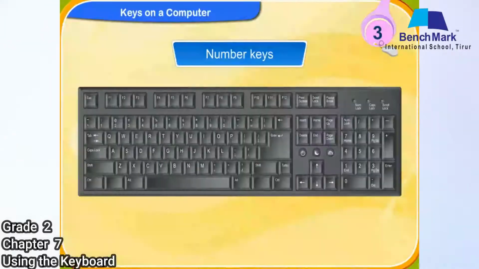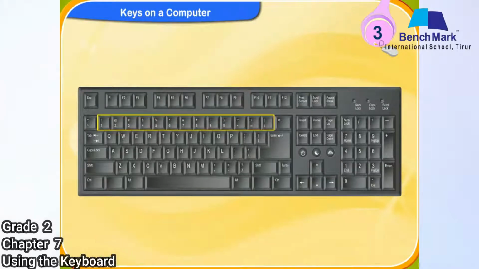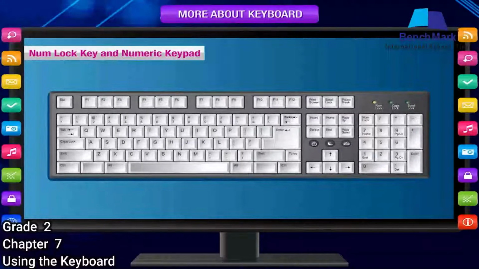The next key that we are going to see is the number key. What is the use of the number key? If you want to type numbers on the computer, at that time we use the number keys. There are 10 number keys available, that is 0 to 9. If you want to turn on the number lock, there is a special key called Num Lock. After you turn it on, you can use your number keys.